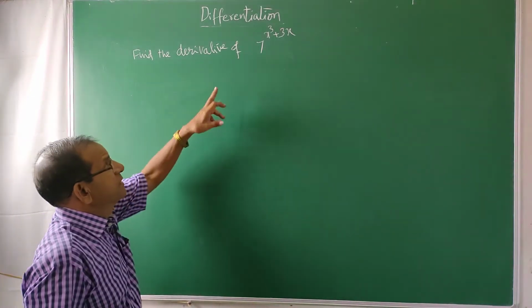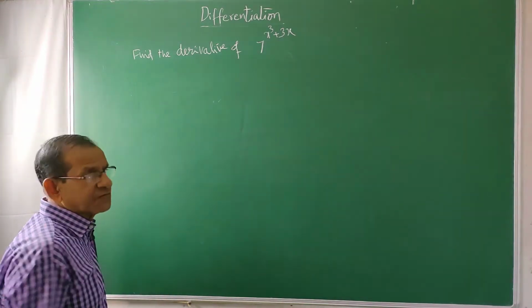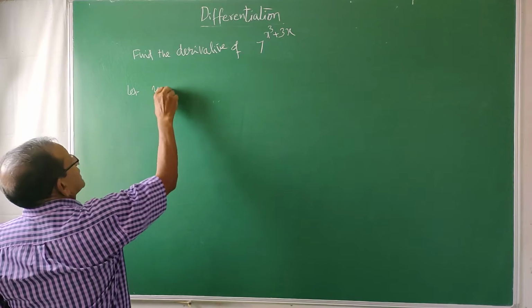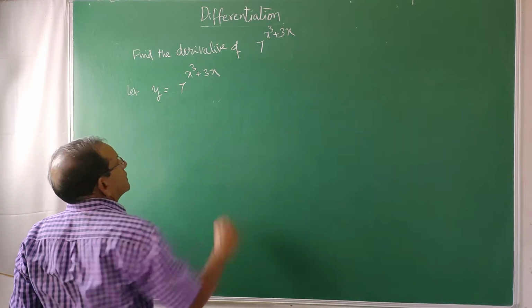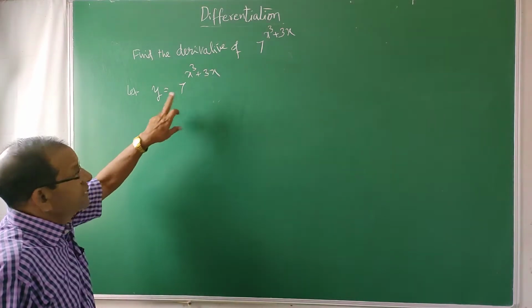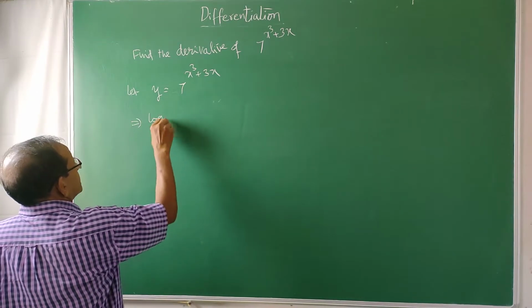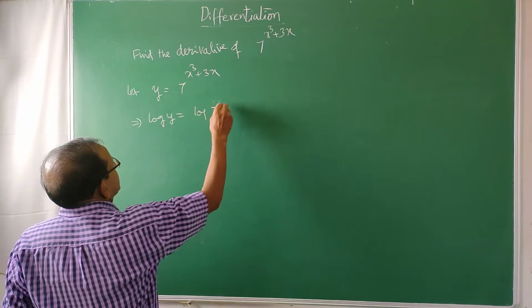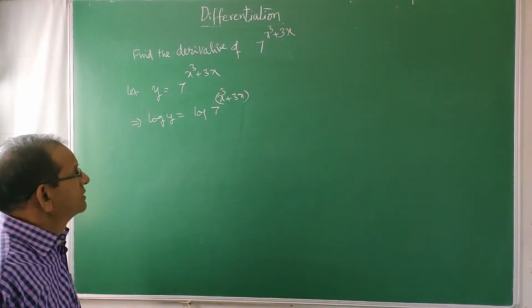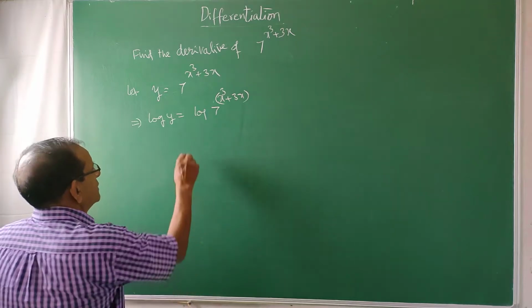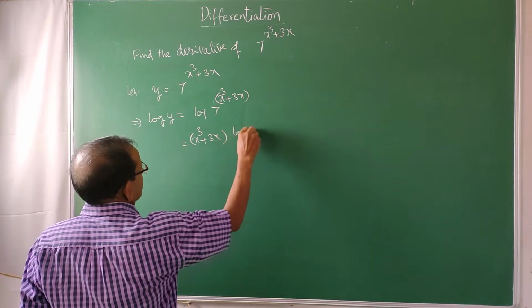Now, we have to find out the derivative of 7 power x cube plus 3x with respect to x. Let us take the given function as y. Let y is equal to 7 power x cube plus 3x. Now, if you take logarithm, you can easily find out the answer. Take log on both sides. Log y is equal to log of 7 power x cube plus 3x. Log m power n is n log m. So, this is x cube plus 3x into log 7.